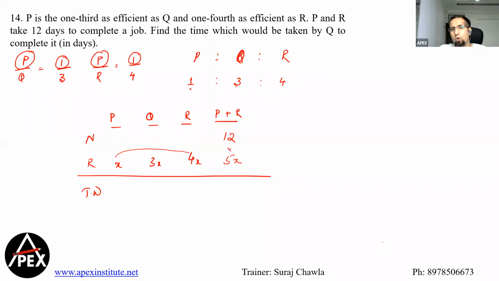So can I say N into R is total work? Which means the total job is of 60X units. Is this point clear with all of us? Quick responses, please.